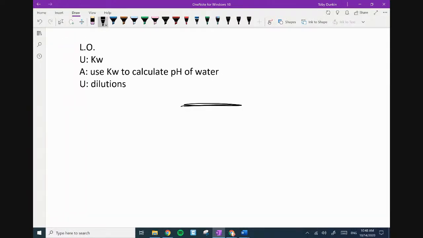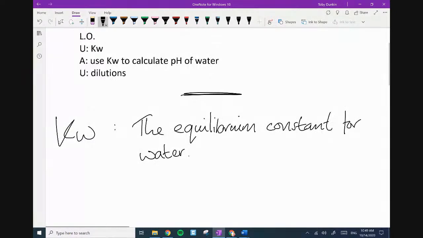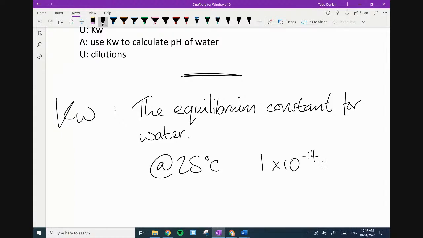Okay, so title is KW. So first thing is KW, the equilibrium constant for water. Now, at this point, I need to give you a value. And guys, I'm really sorry, you've got to learn this value. So the equilibrium constant of water at 25 degrees Celsius is 1 times 10 to the minus 14. And I'm going to show you where that comes from. We're also going to create its units. So units, question mark, we'll come to that.